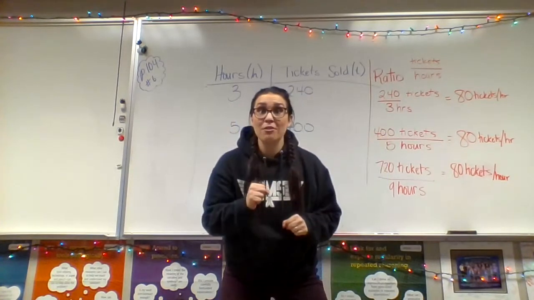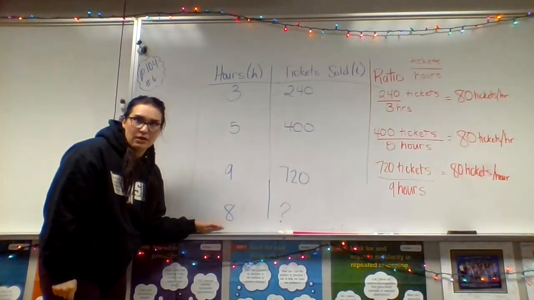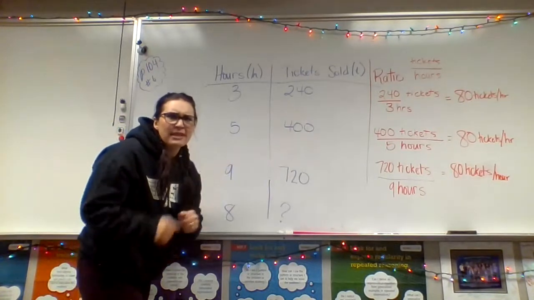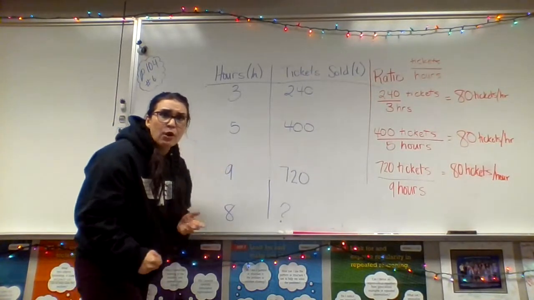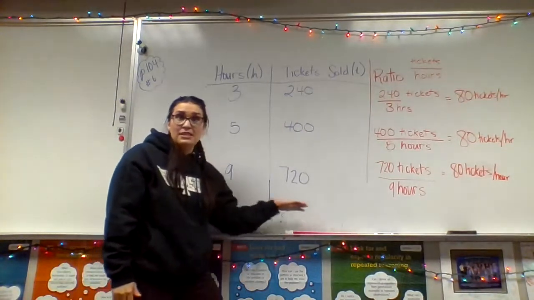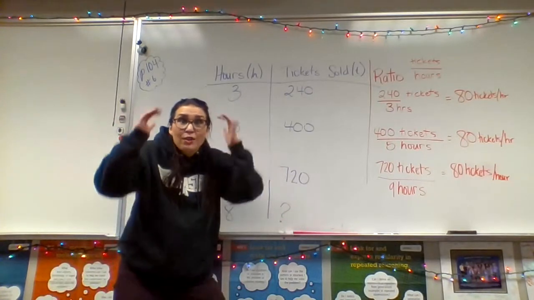The second part, if you remember, gave us a mystery amount, right? It said, okay, if this pattern continues, if I'm selling 80 tickets per hour and I'm selling for 8 hours, now it wants to know, here's the mystery piece, how many tickets am I going to sell? So let's think.